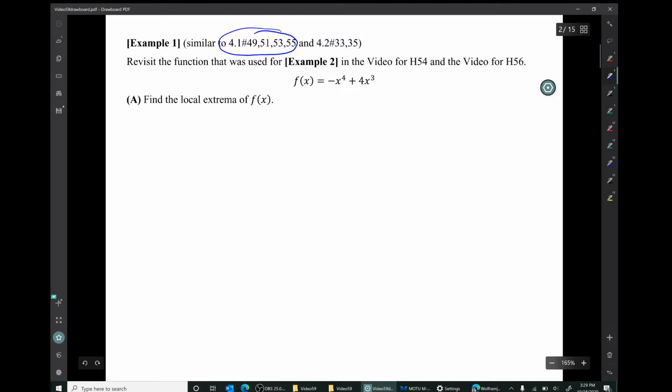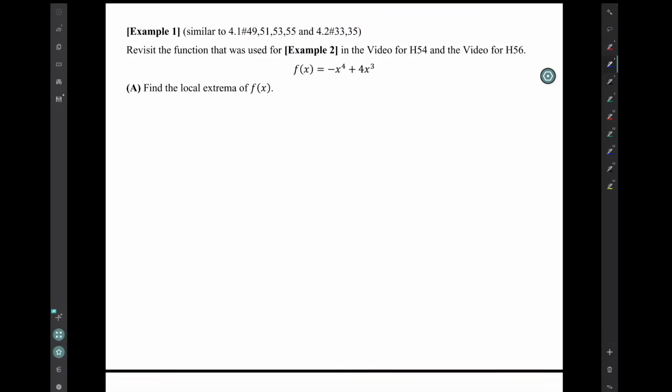In today's video, we will be doing things that are similar to what you're asked to do in these 2 exercises from section 4.2. So we'll start with kind of a review of things that were already done in section 4.1. Question A is, find the local extrema of f of x. Well, remember the strategy is find f prime, make a sign chart for f prime, and use the sign chart for f prime to answer the question.